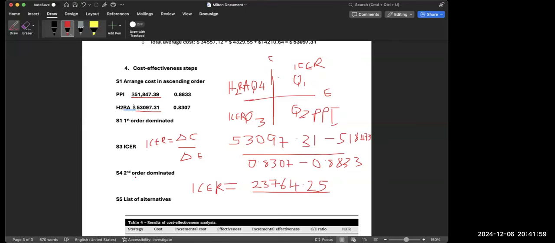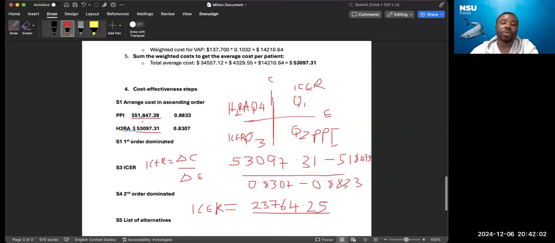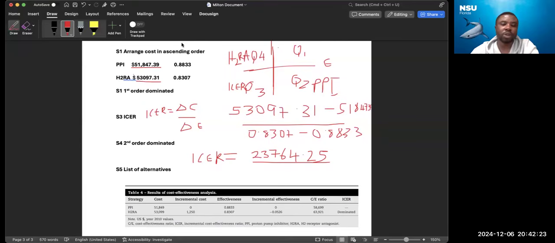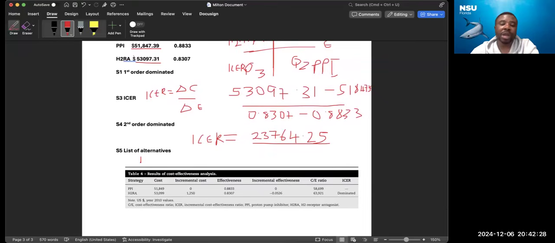I'm sorry, for the first order dominated, what was it again? For the first order dominated, what we are looking for is a drug that is more expensive but less effective. The H2RA was more expensive and less effective, so it is first order dominated. Does it make sense? Yes, thank you so much. For the second order, there's nothing second order dominated, so we don't need to think about it. And then we list the alternatives. So if we are basing our decision on just what we've done, our choice is the PPI. The PPI is the drug of choice.